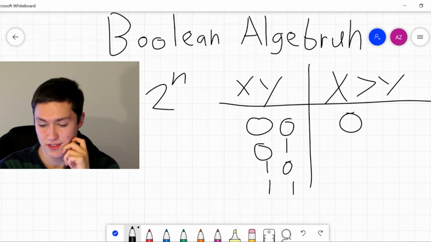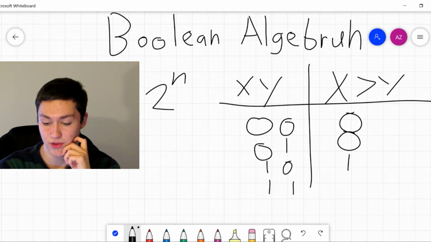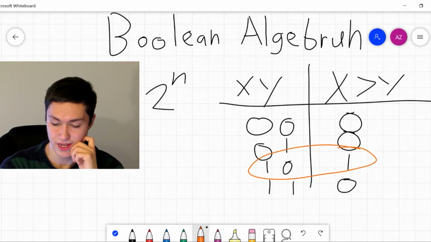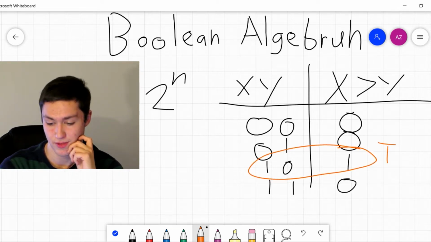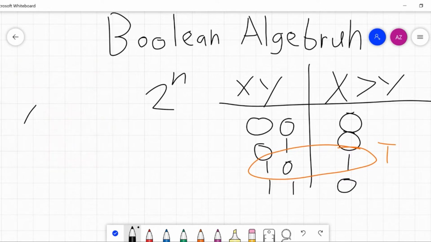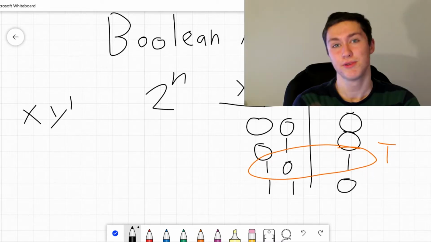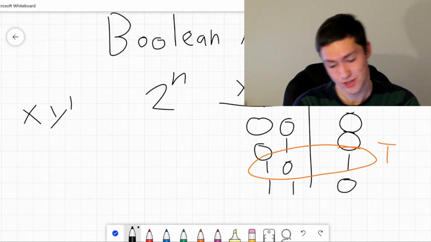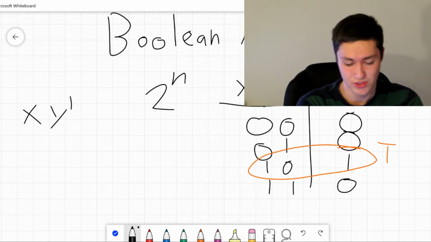So this is 2, you get 2 to the 2, 4 rows. So in this case, 0 is not greater than 0, 0 is not greater than 1, 1 is greater than 0, 1 is not greater than 1. So we take a look at the row that makes the statement true. And so our Boolean expression is x and y not. And this is a pretty simple expression, which we can easily make into a circuit.